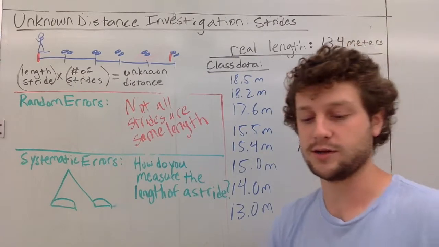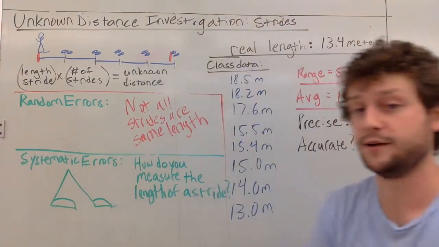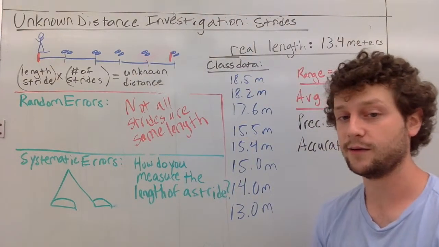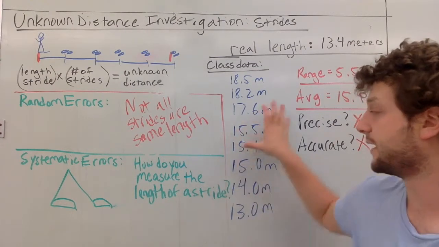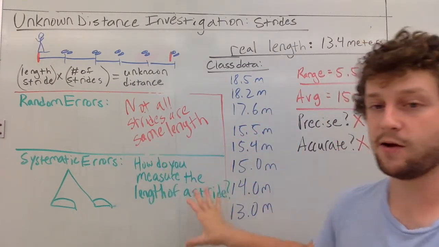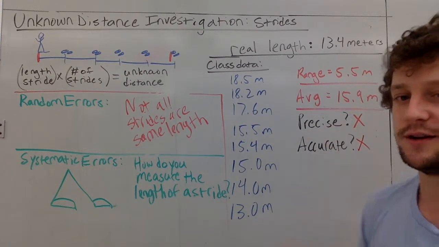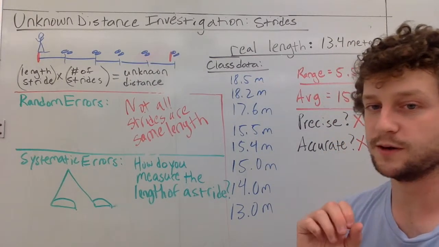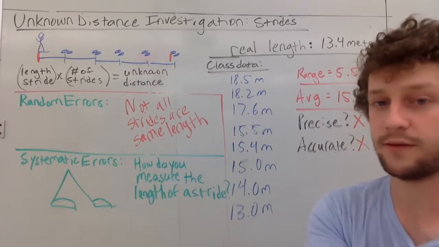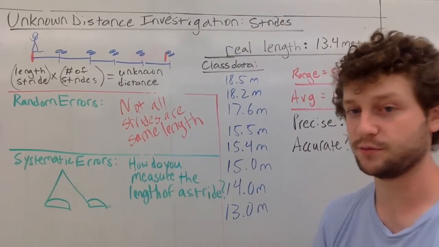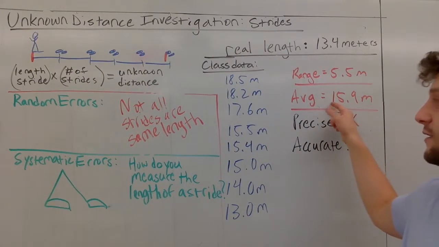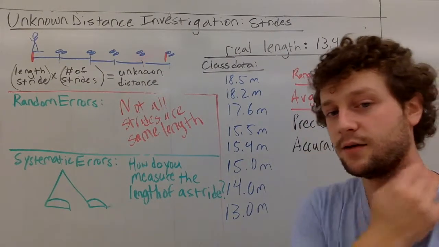That's just generally what causes the imprecision. That randomness spreads the data out, makes it not repeatable, not consistent. However, our data was also not accurate, because the average measurement was different than the real length, right? So they weren't centered around 13.4. The measurements were rather centered around 15.9.